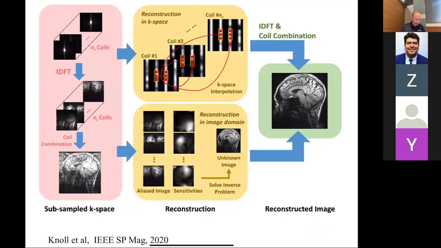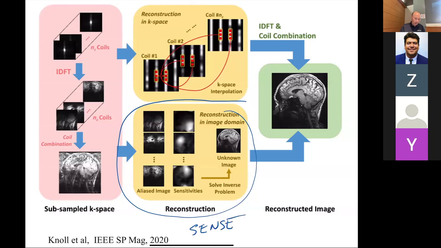Okay, so what we just talked about is called SENSE. It turns out that there's an equivalent approach that we could do in the Fourier domain, which is called GRAPPA, which we're not really going to go into too much detail.